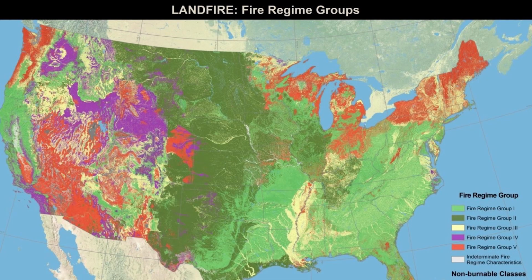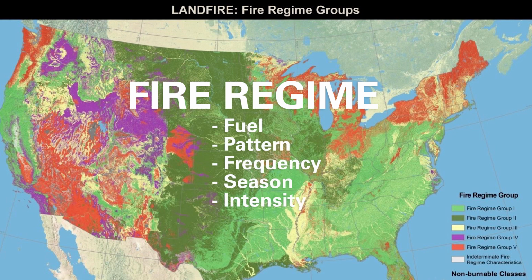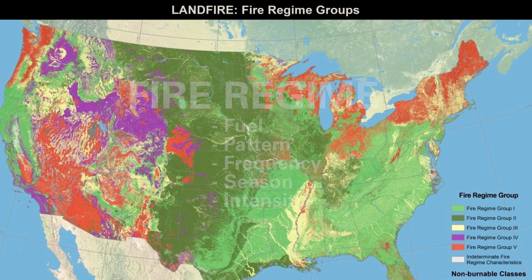No two fires are the same. When categorizing fire, we use the term fire regime. Each fire regime group in the image is an aggregation of alike fire regimes. A fire regime includes the fuel, pattern, frequency, season, and intensity of fires that prevail in an area.